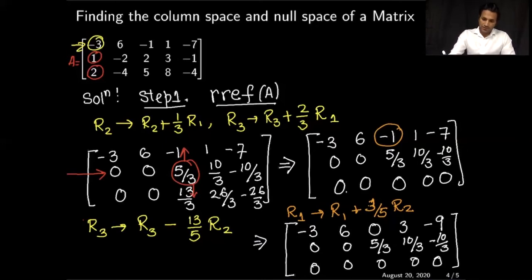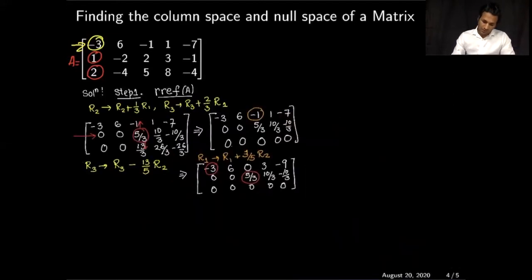Now the last step of this process is to make this entry, this is our pivot, and this entry 1. To do that, I will divide row 1 by -3 and divide row 2 by 5/3. So now if I apply the operation R1 minus 1/3 times R1 and on R2, basically 3/5 times R2, that will reduce the pivot entries into 1.